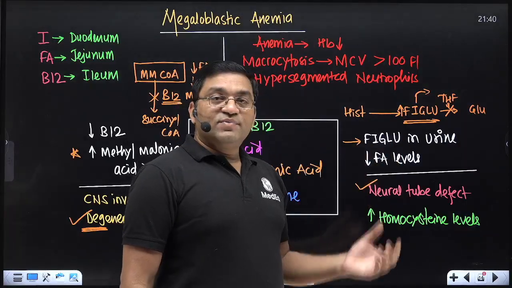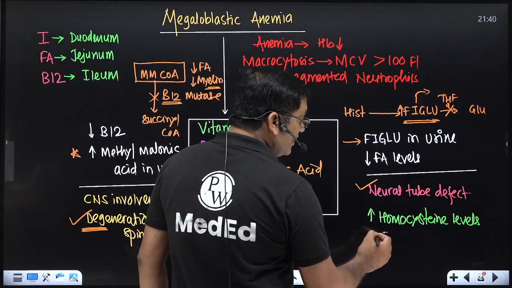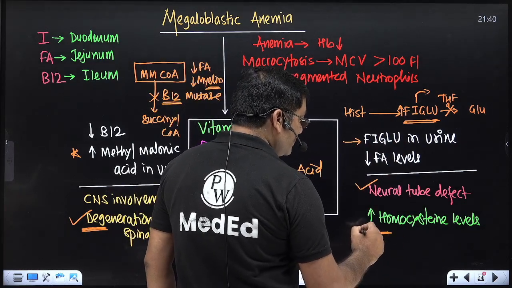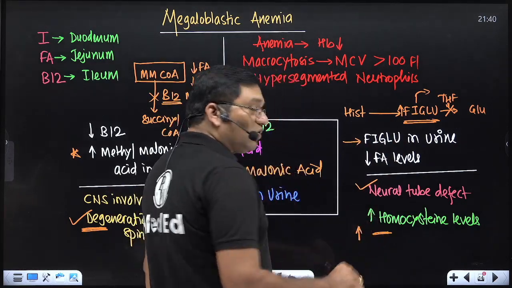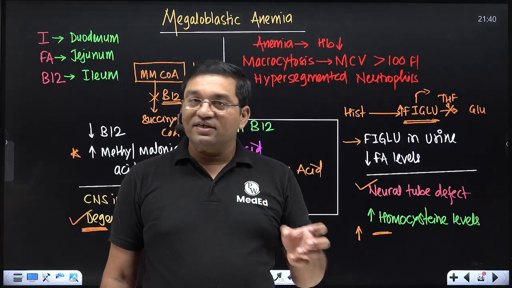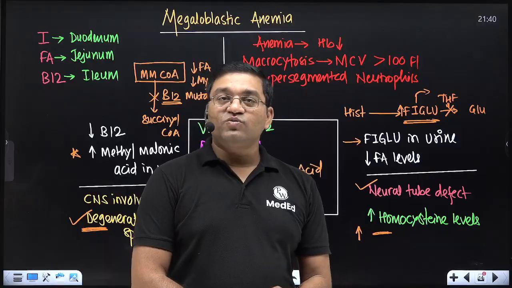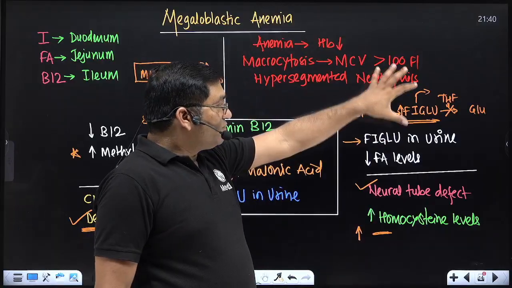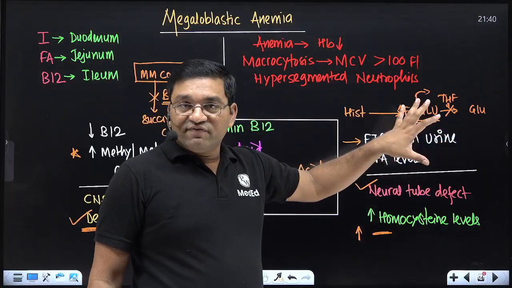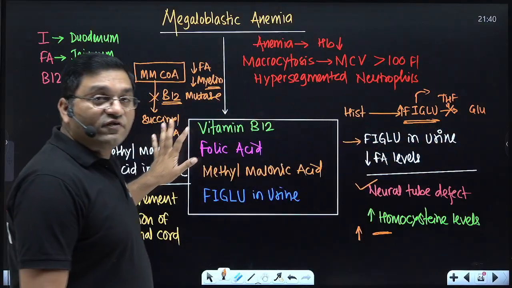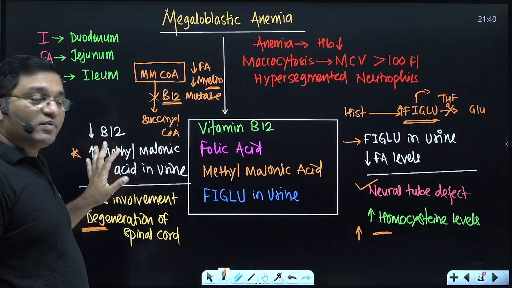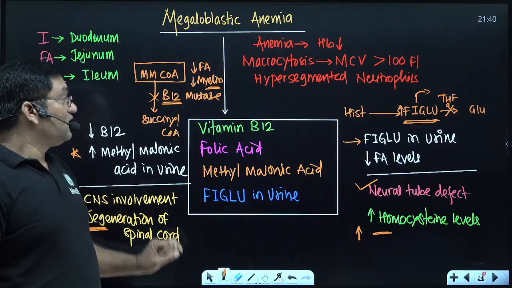Also, in folate deficiency, there is increased homocysteine level. So, homocystinemia is there. Increased homocysteine level causes aggregation of LDL particles, and it is responsible for cardiovascular manifestation in the form of thrombosis. So, these are the features of folate deficiency. Remember the FIGLU excretion in the urine. These are the features of B12 deficiency. Remember the methylmalonic acid excretion in the urine.